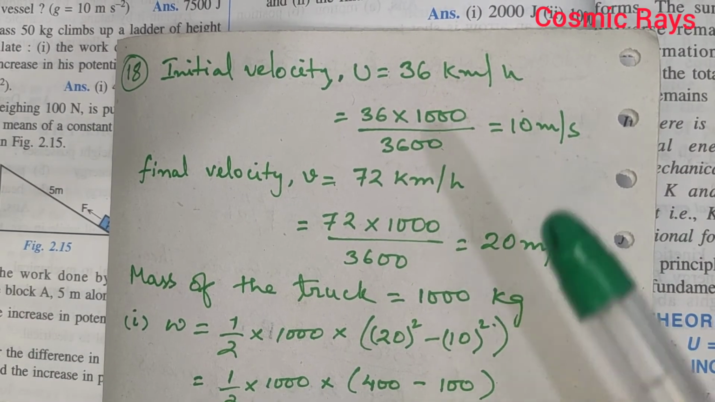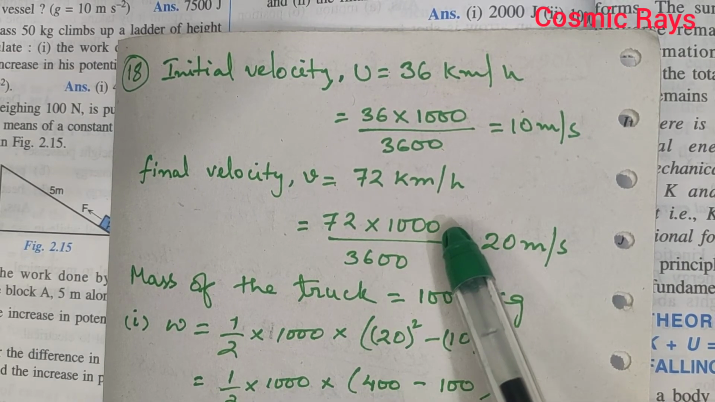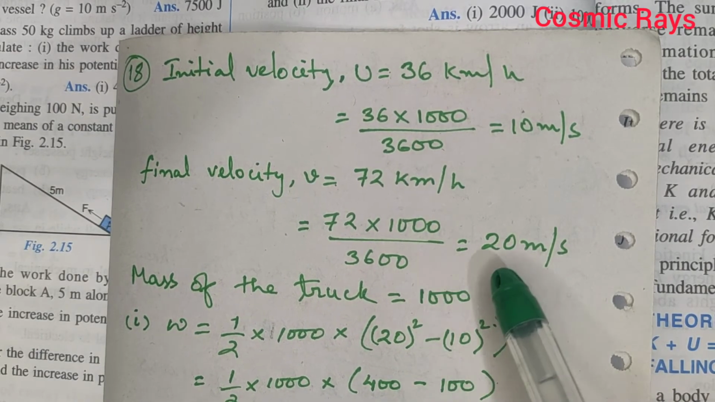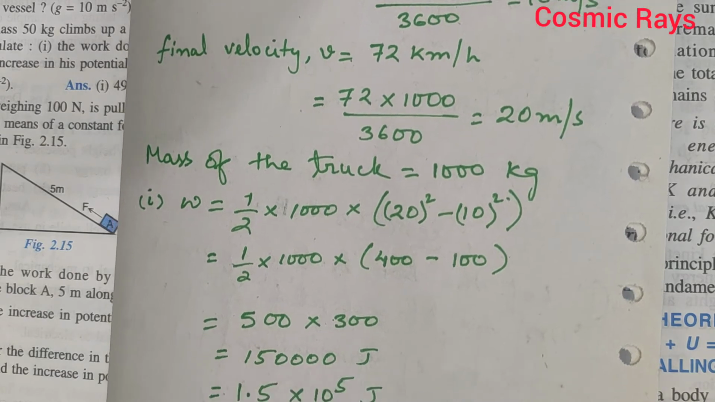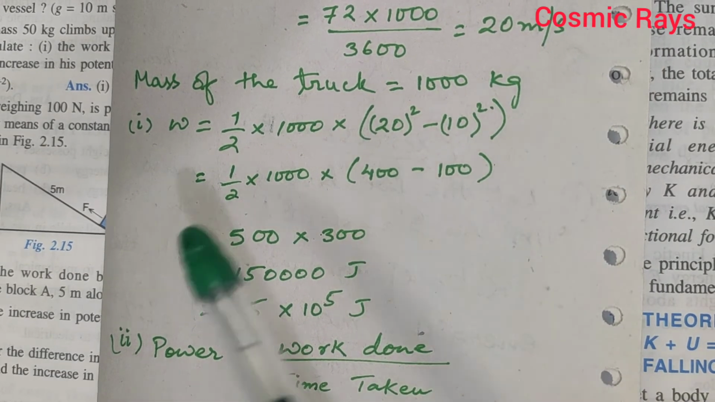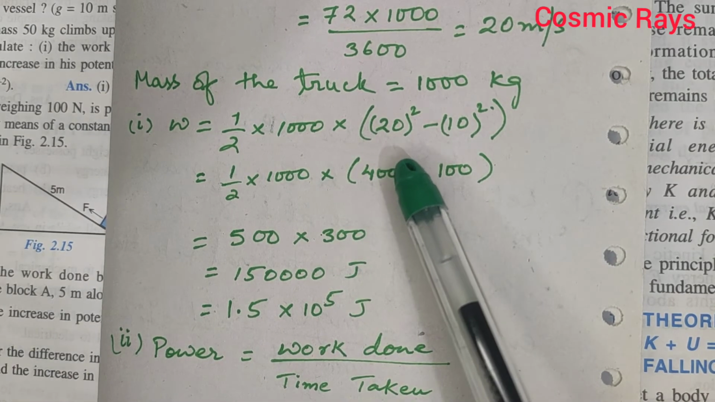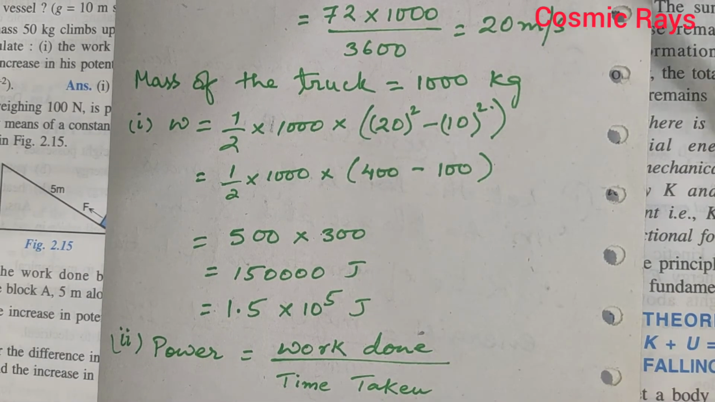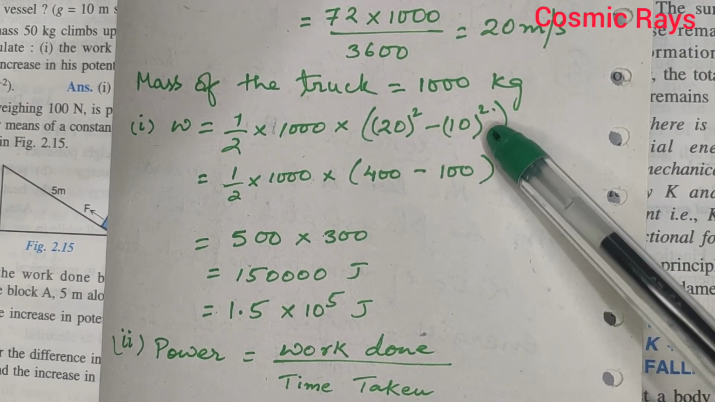Similarly for final velocity, v is equal to 72 km per hour. We multiply it with 1000 divided by 3600, we get it as 20 meter per second. Now they are in the SI unit. Now mass of the truck is given as 1000 kg. So work done is equal to half m v square, but here we have two velocities, so final velocity square minus initial velocity square.